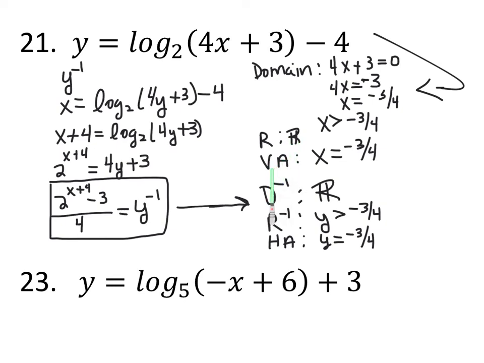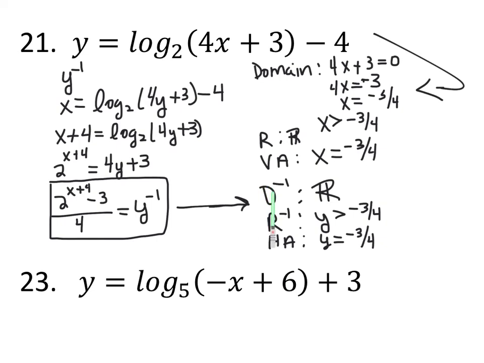The vertical asymptote, now logs have vertical asymptotes. So the vertical asymptote of this log is x is equal to the same number that it has to be greater than. So negative 3/4. All right, so my inverse is going to have the opposite domain and range, and instead of a vertical asymptote, it has a horizontal asymptote.